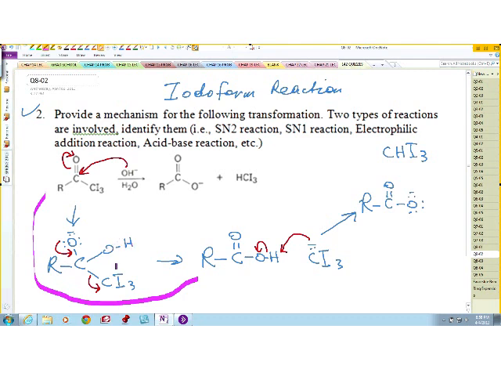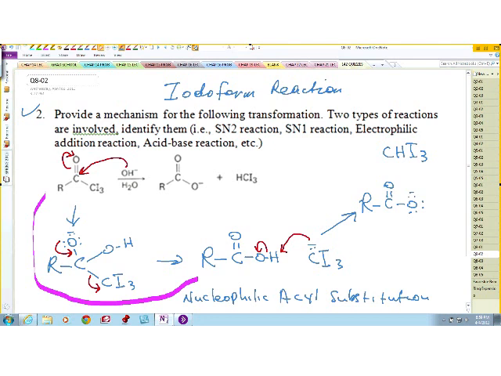Because what have we done? We substituted this for this. Am I saying it right? We replace the triiodomethane with hydroxide. Okay, this is a substitution reaction. So this is a nucleophilic substitution. Nucleophilic acyl substitution.